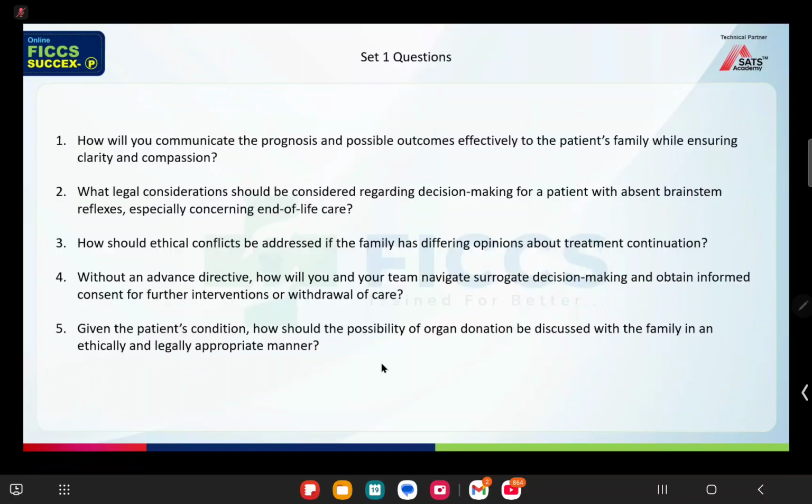Ma'am, I would like to... The patient has a wife and a son. The son is around 17 years old. Patient has a wife and the parents.